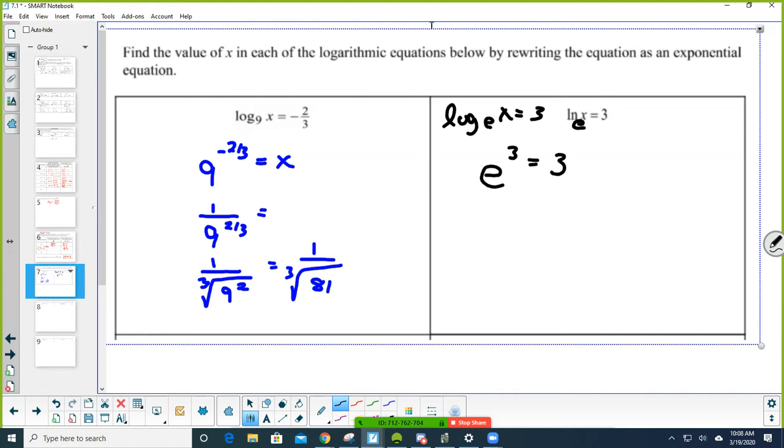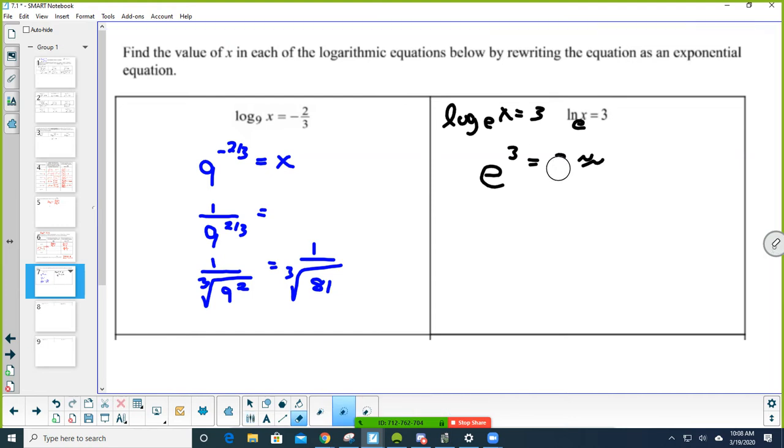That's the exact answer. If they wanted it to 3 decimal places, it would be, oh, that's stupid. Why do I have a 3 there? It should be an X. That's approximately 20.086. But you just got to remember this. ln is just a shortcut way to write this right here. Questions for me on those two?